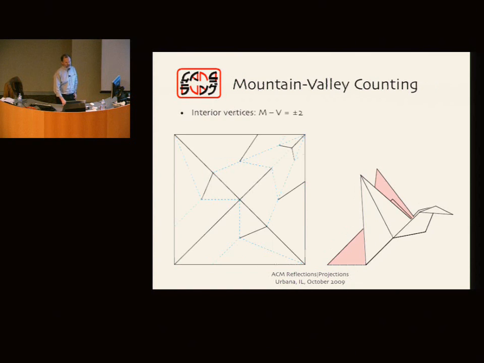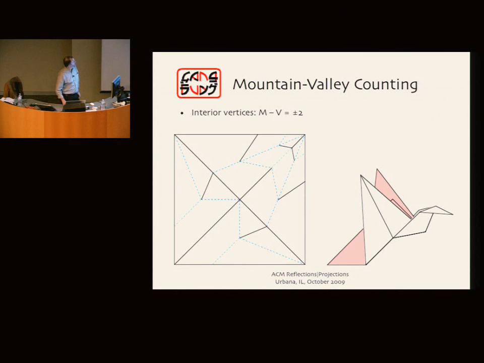Law number 2 relates to mountains and valleys, how many there are at a vertex. It says if I go to any vertex and I count up the number of mountain folds, here I've got 1, 2, 3, 4, and I count up the number of valley folds, 1, 2, the difference between the number of mountains and the number of valleys is plus or minus 2. There's 2 more or 2 less. So here I've got 4 and 2. Here I've got 1 and 3. And if you look at every vertex in the interior of this pattern, that law is satisfied. And it must be satisfied for a valid flat-folded shape.